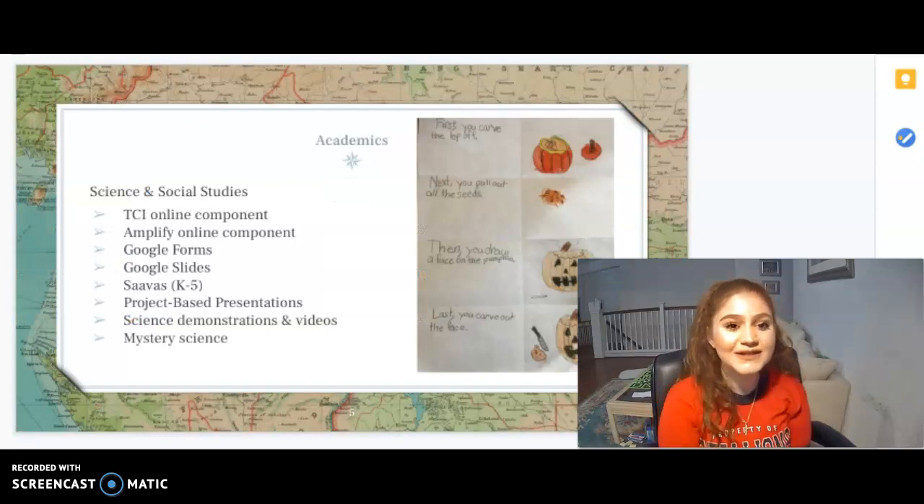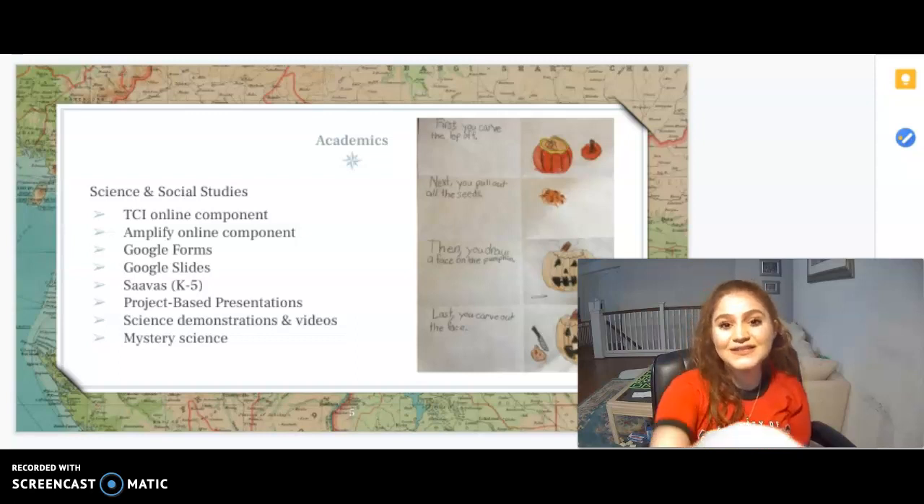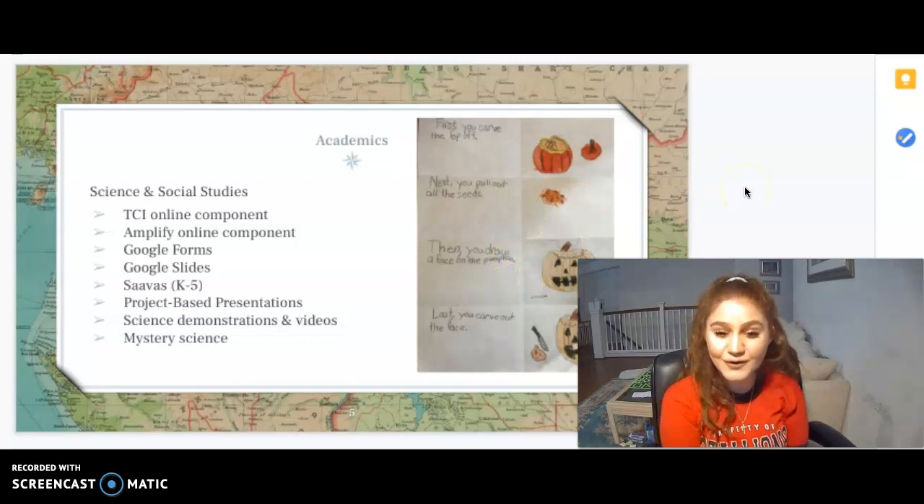Some more academics, science and social studies. We use TCI Online component, Amplify Online component, Google Forms, project-based presentations, and so on. Here's an example of when my students and I carved a pumpkin on the Google Meet, and we stopped at each step and observed what we saw and wrote it and drew pictures to go with it.